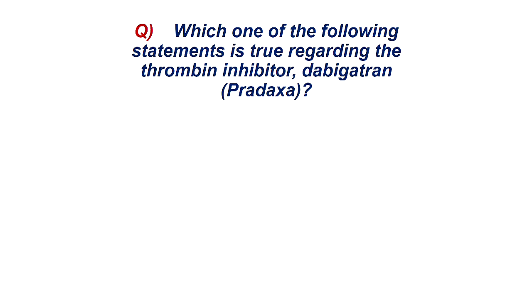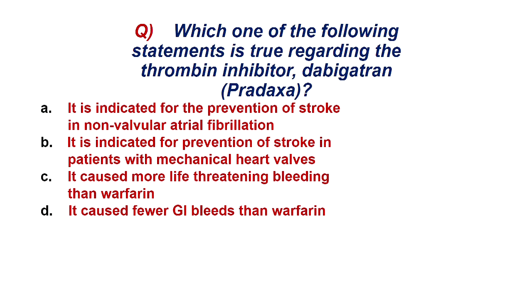Okay. Which one of the following statements is true regarding the thrombin inhibitor dabigatran or Pradaxa? It is indicated for prevention of stroke in non-valvular atrial fibrillation. It is indicated for prevention of stroke in patients with mechanical heart valves. It caused more life-threatening bleeding than warfarin, or it caused fewer GI bleeds than warfarin.